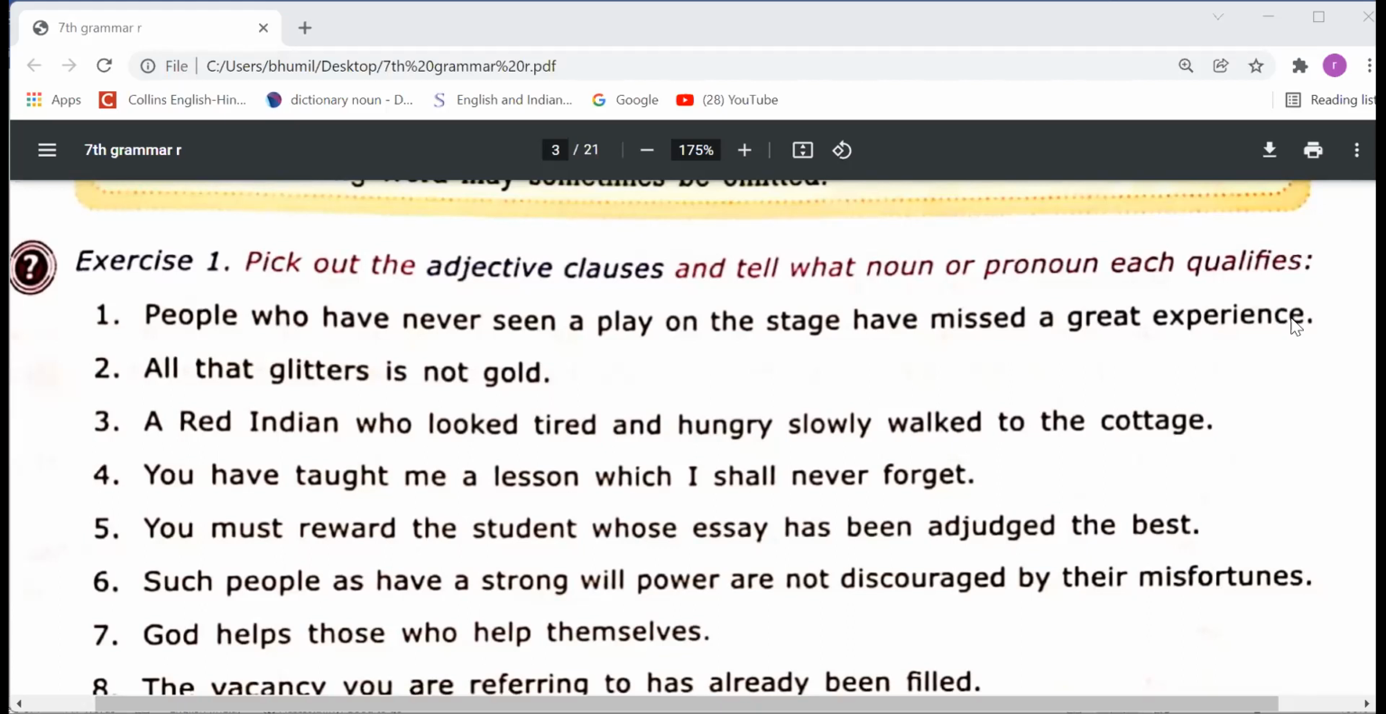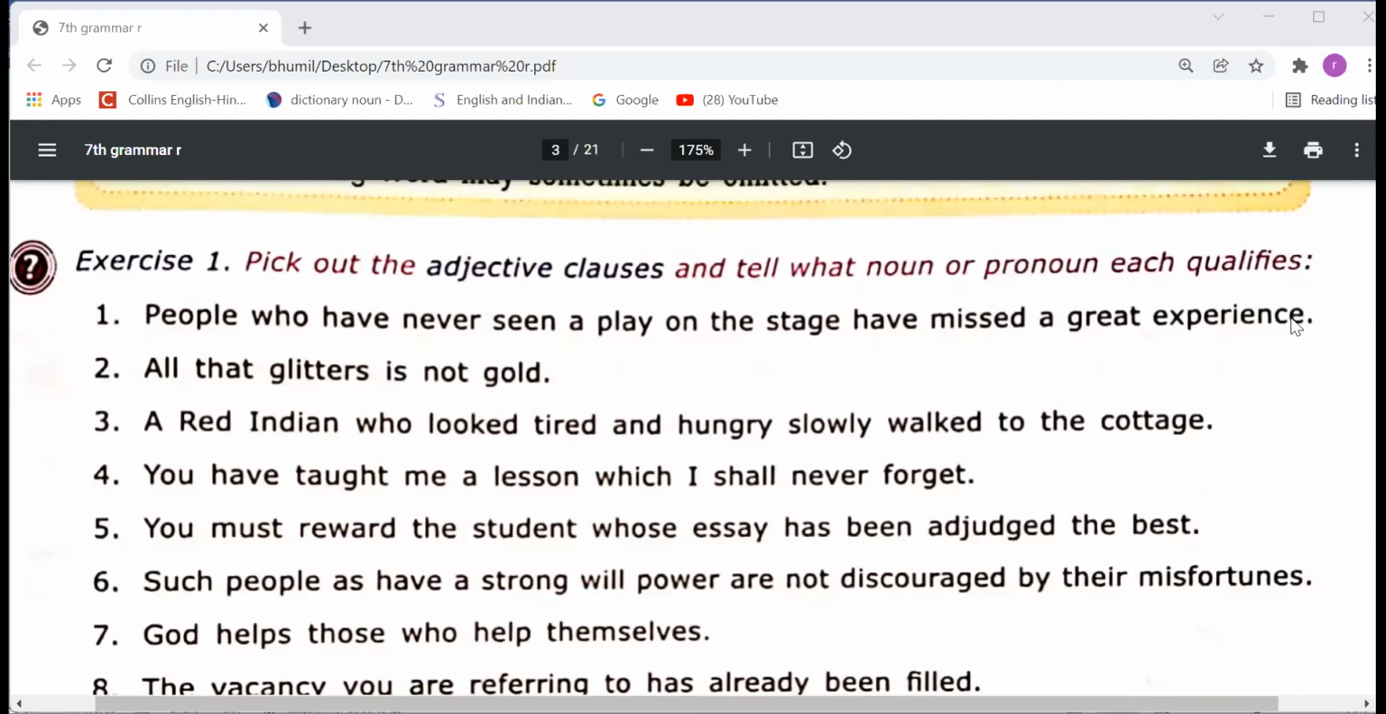So come on the next sentence. Such people as have a strong willpower are not discouraged by their misfortunes. Who will let me know about this sentence? Jiren, you please tell me. Sir, in this, such people describe. Such people. Tell me again a little, as have, tell again son. As have a strong willpower. This is the adjective clause. Very good. Such people describe. Such people could describe. Very good.